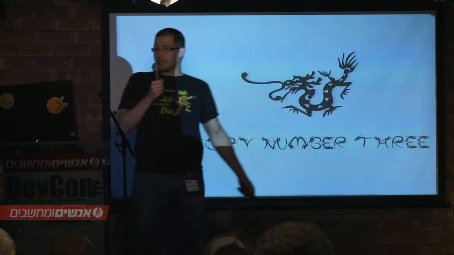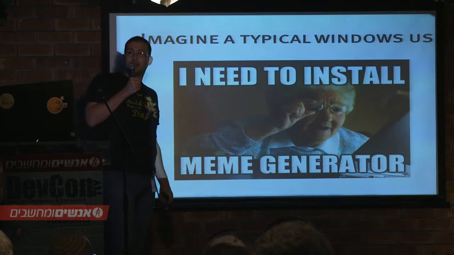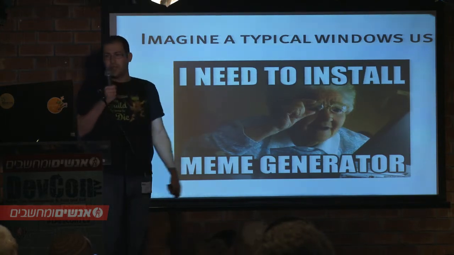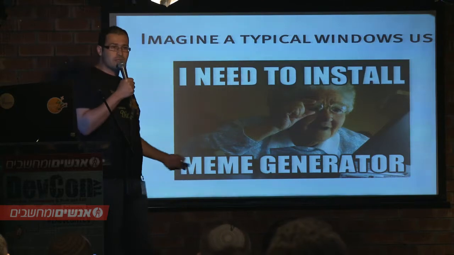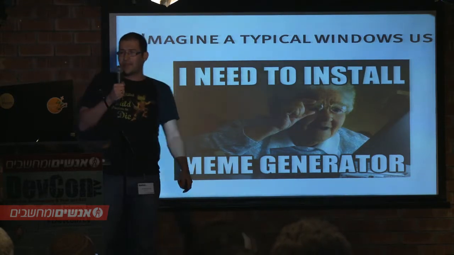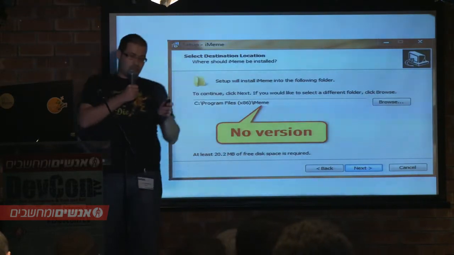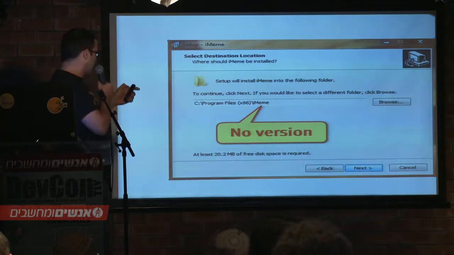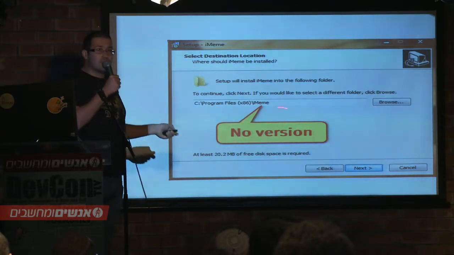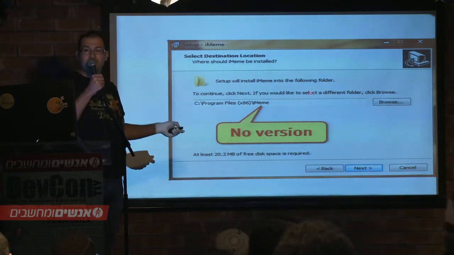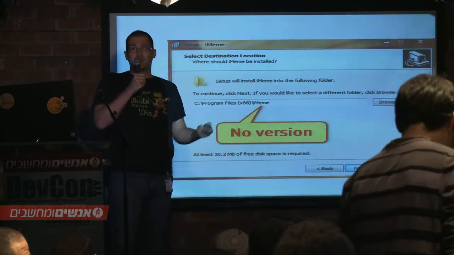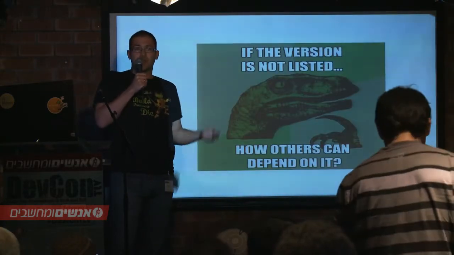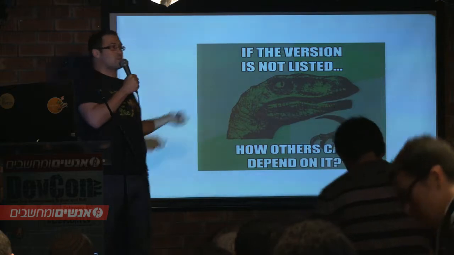The next story is number 3. Imagine a typical Windows user. The grandma wants to install some meme generator because she wants to generate some memes. So she goes with this Windows installer, and the installation goes to some directory which does not contain a version. So if we install a module without specifying the version, how can others depend on the module?